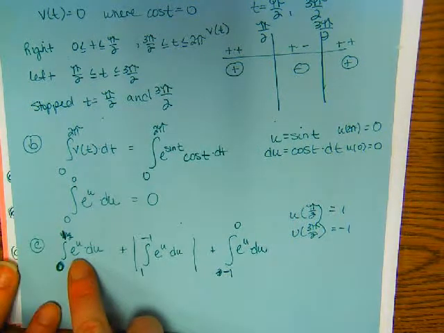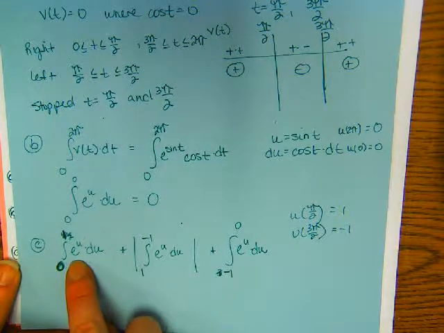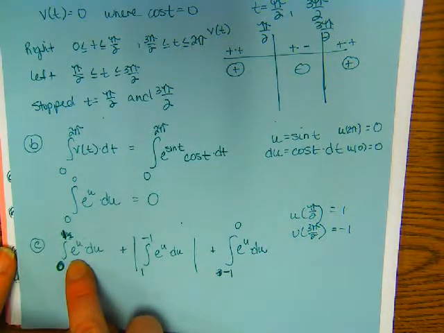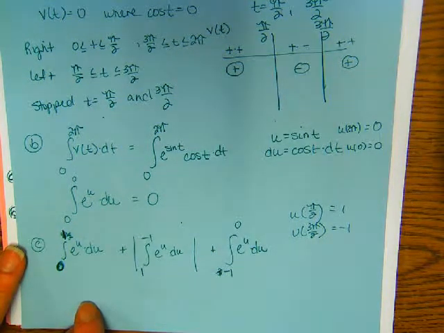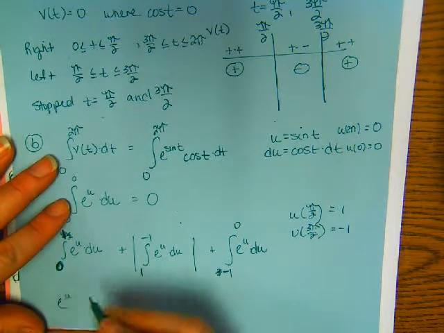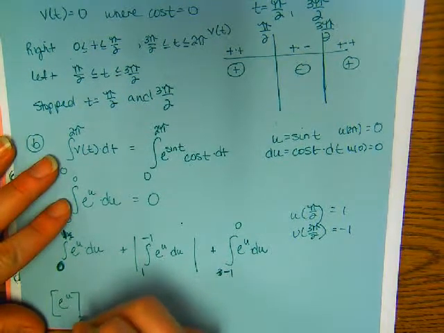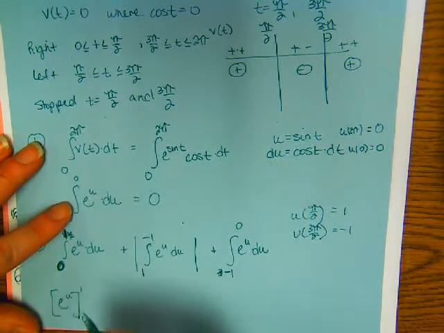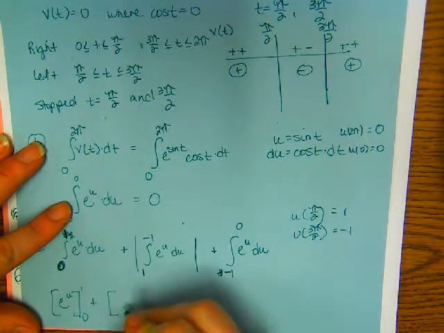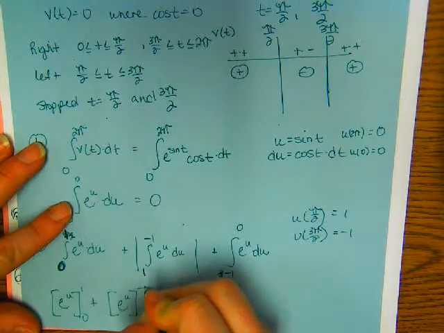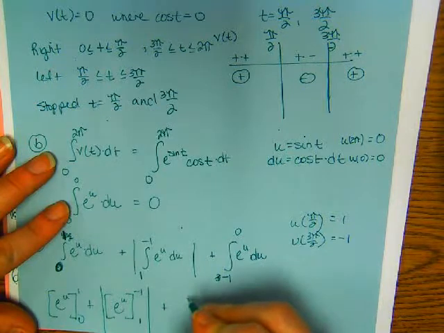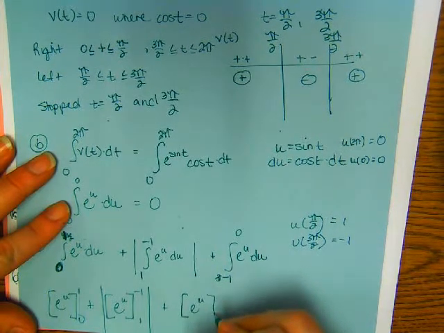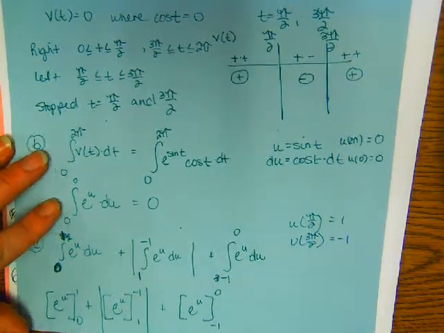Okay, let's integrate then. What's the integral of e to the u? I don't even need to go back and do it. If I use u substitution, that's why I did that. I'm not going to even sub back in again. It's just e to the u, isn't it? Okay. So I'm going to do e to the u from 1 to 0. I'm going to keep it positive. Then I'm going to do e to the u from negative 1 to 1, and I'm going to take the absolute value of that. And then I'm going to do e to the u from 0 to negative 1.